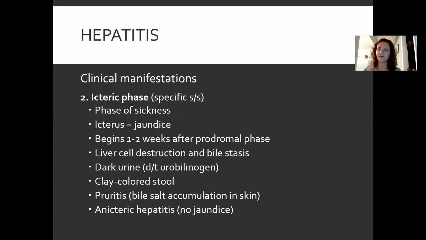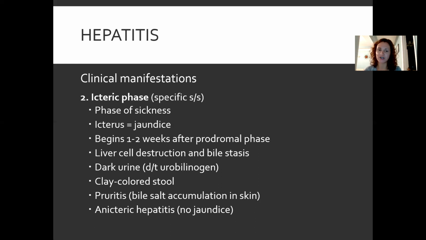The icteric phase, and you can remember that because icteric is jaundice, so that's when they're going to experience specific signs and symptoms related to liver dysfunction. So again, we're going to have the icterus, jaundice phase, the yellow skin, the yellow eyes, tea-colored urine, pruritus, clay-colored stools, all of those symptoms with jaundice. That's what they're going to experience. And this occurs between 1 to 2 weeks after the prodromal phase.